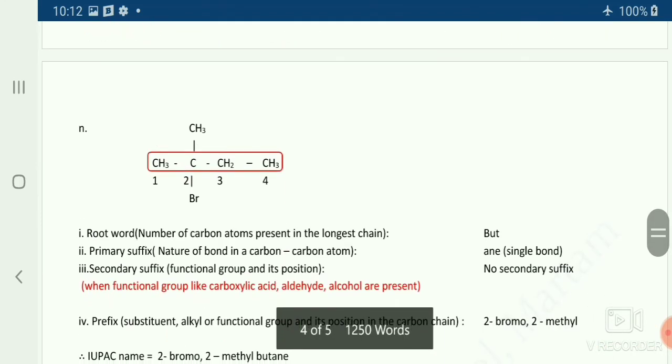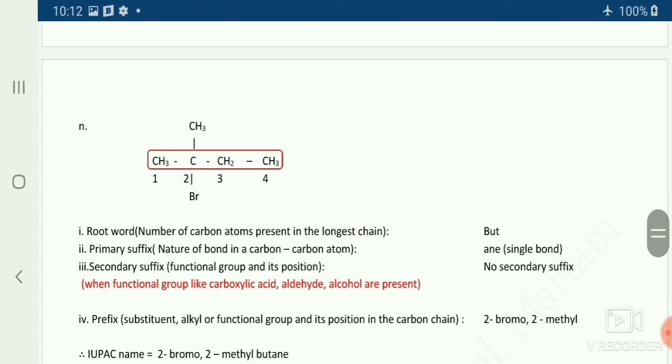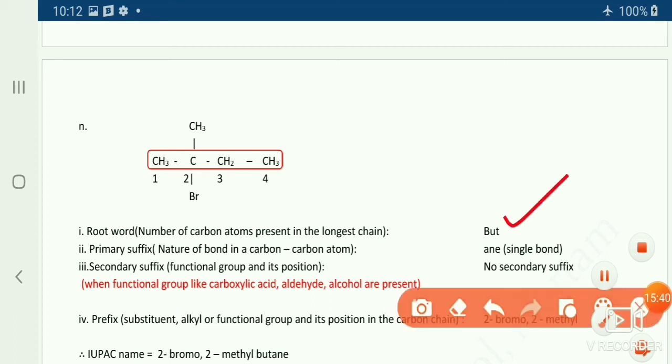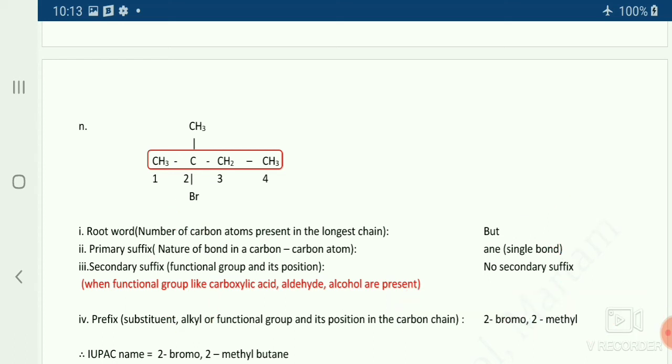Next one is number N. Okay, we have a straight chain of 4. Very simple. What is 4? Meth, eth, prop, but. Good. So but is the root word. Then all are single bonds, so it is ane. Then secondary suffix. No secondary suffix, because this halogen group does not come under secondary suffix. It will come under the prefixes, so bromine, chlorine are always written in the prefixes.